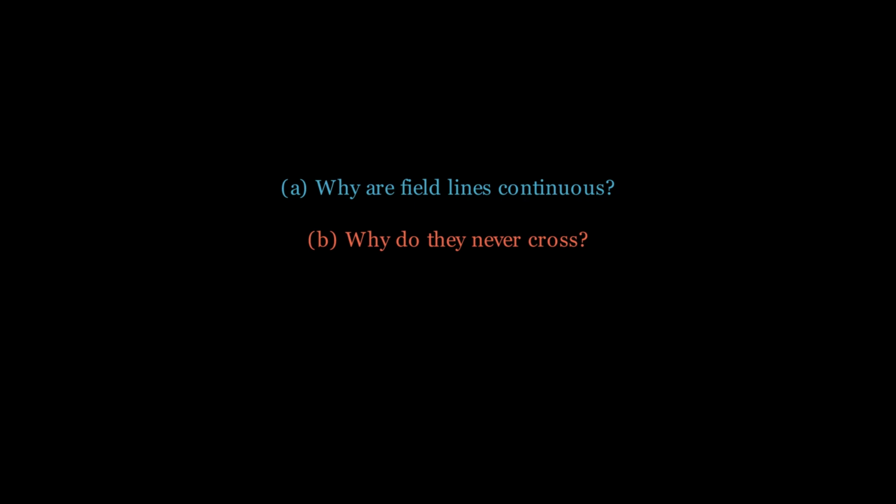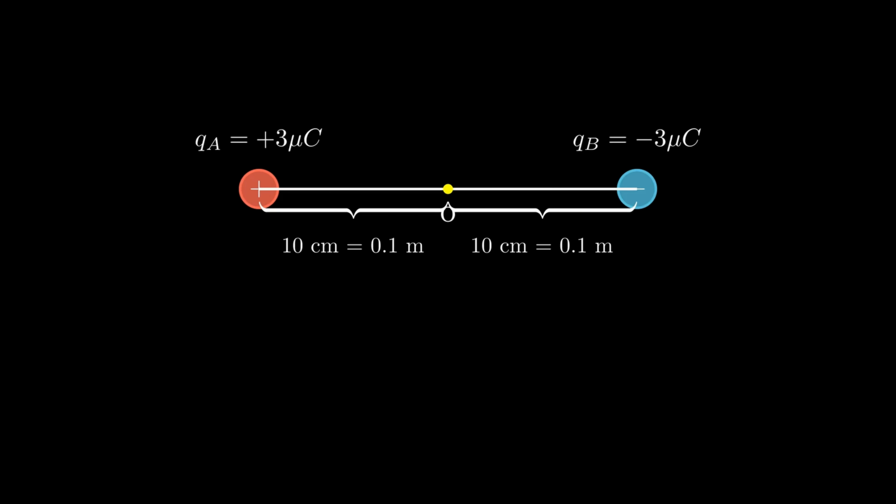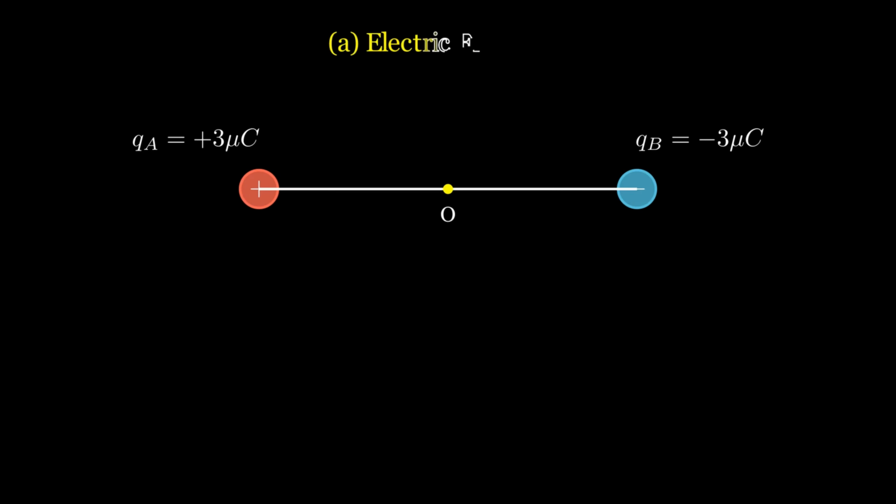In the next problem, we have a two-charge setup. Charge A is positive 3 microcoulombs, charge B is negative 3 microcoulombs. They are separated by 20 centimeters in a vacuum. We are interested in the exact midpoint O, which is 10 centimeters or 0.1 meters from each charge. Part A asks for the electric field at O.